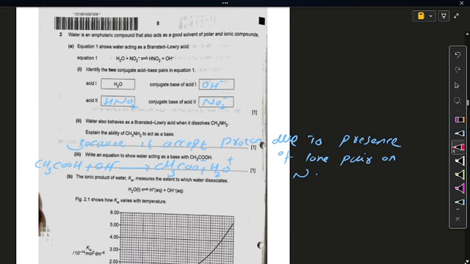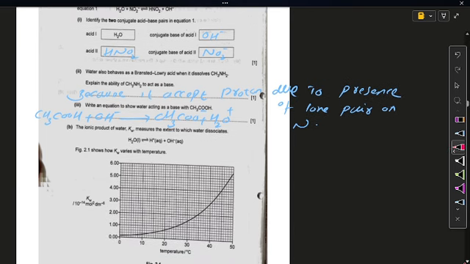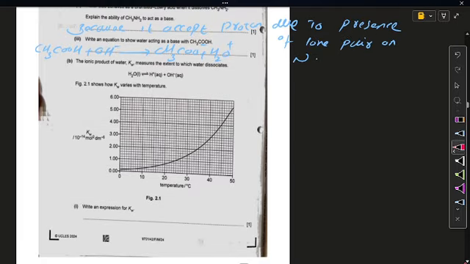Next is B part. The ionic product of water, Kw, measures the extent of water dissociation. Its equation is already given to you along with its graph. Write an expression for Kw. Kw expression is the product of ions that dissociate in the water. So Kw could be written as the product of H positive ion, the acid, times OH negative ion, the base. That is the expression for Kw.